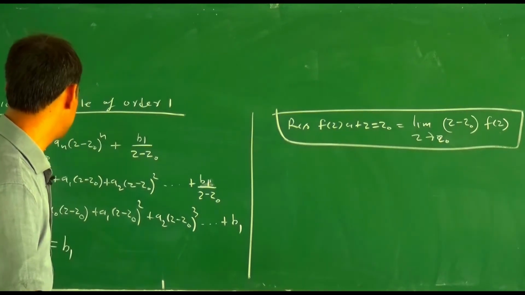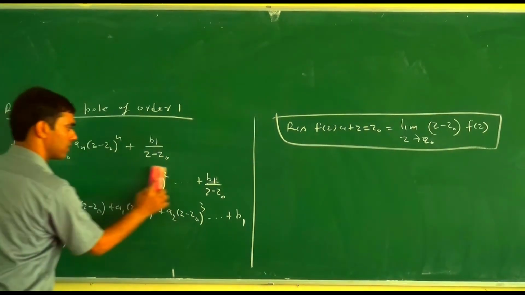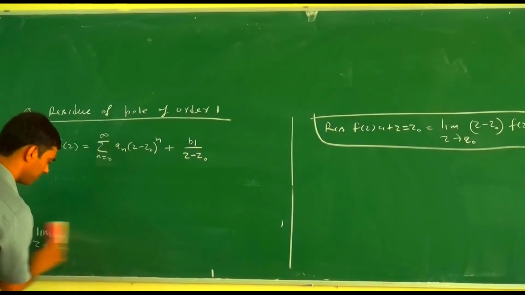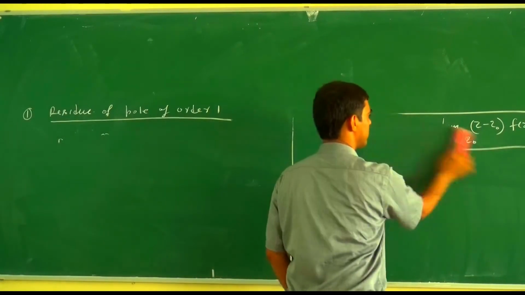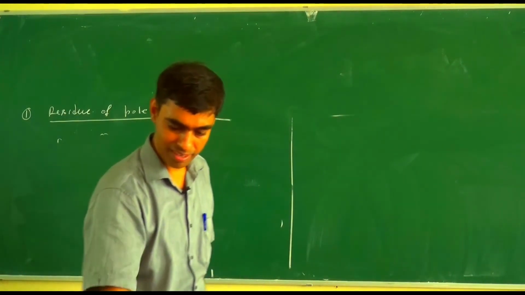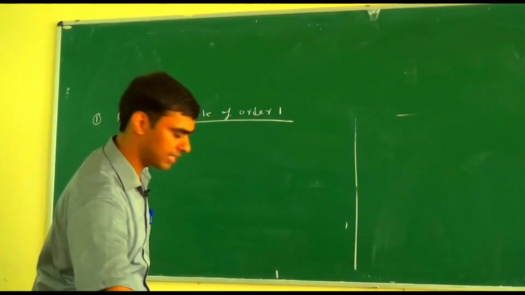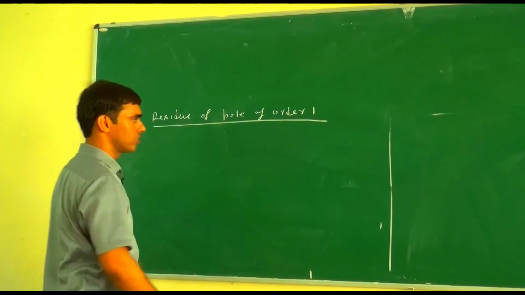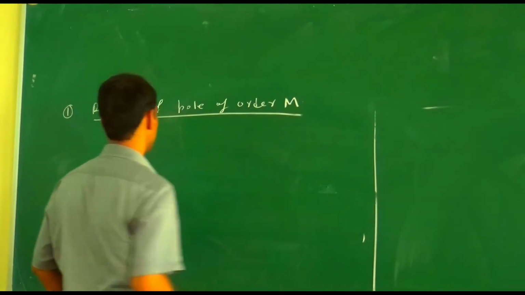Now what will happen if there is a pole of order m? If there is a pole of order m, how do we find the residue? So z0 is an isolated singular point, and under that category, a pole of order m.